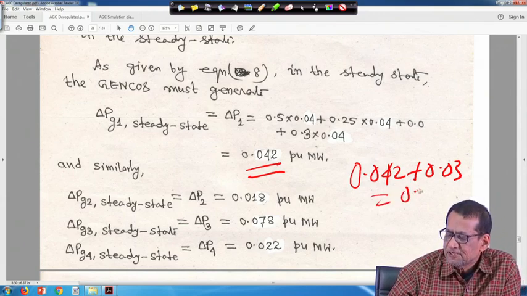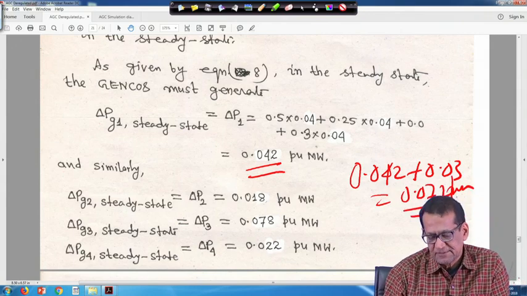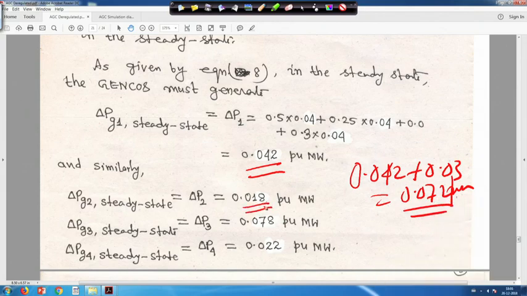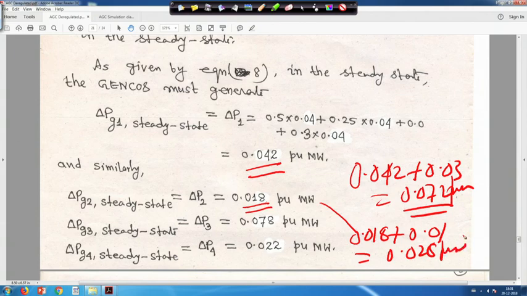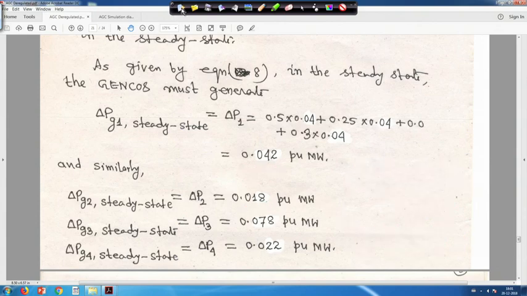So, basically it will become 0.072 per unit megawatt that it is supposed to generate at steady state. Similarly, delta PG2 was 0.018, but in addition to that, its AC participation factor is 0.25. So 0.25 into 0.04 gives 0.01, that I showed you. So this one will generate at steady state 0.028 per unit megawatt. But delta PG3 and PG4 will remain the same, because there was no uncontracted power demand by the DISCOs in area 2.